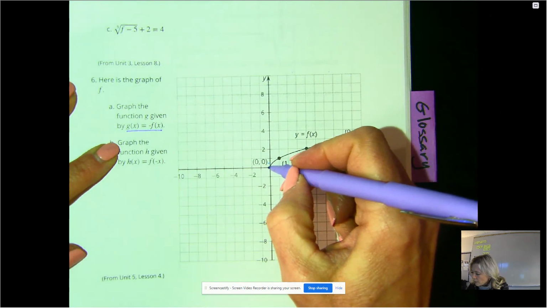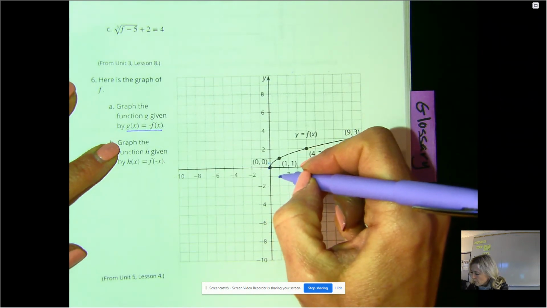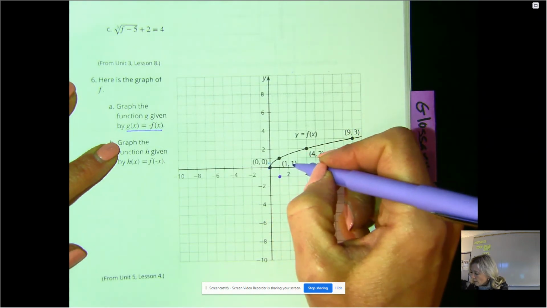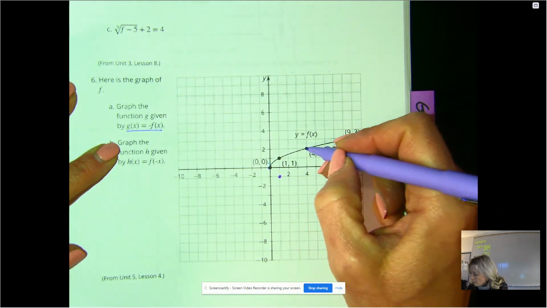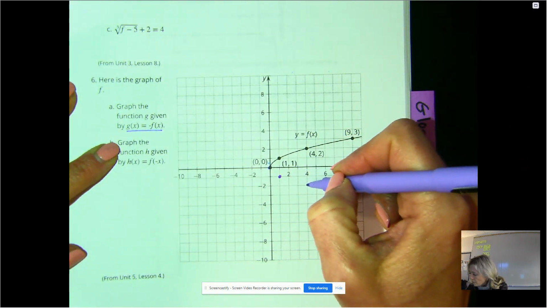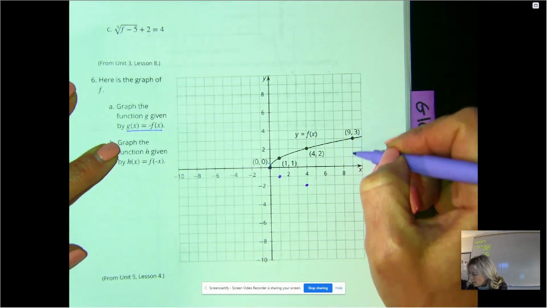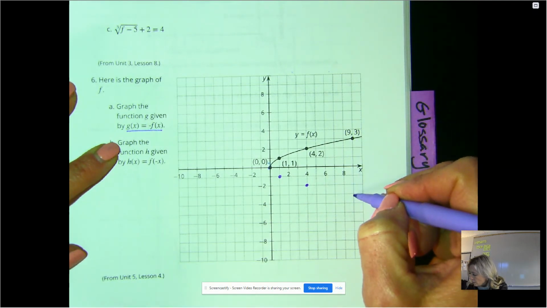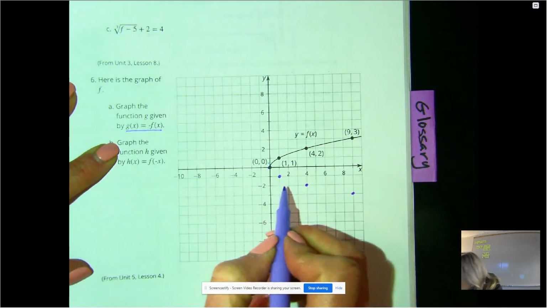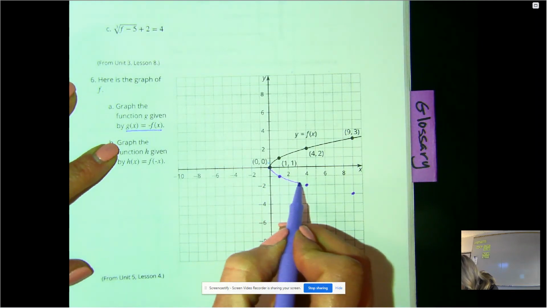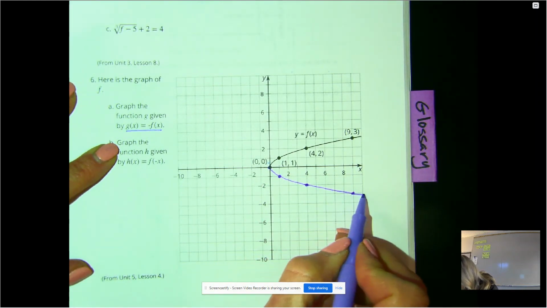So this point will stay the same. This point will reflect here. It's going to be 1, negative 1, and then 4, negative 2 right there, and then 9, negative 3 right here. So this is what g of x will look like.